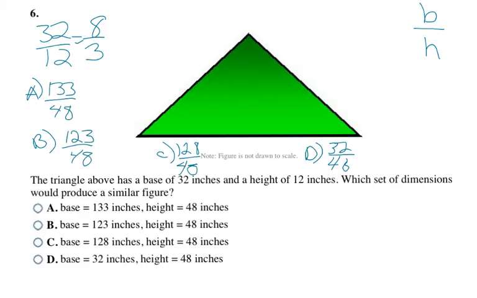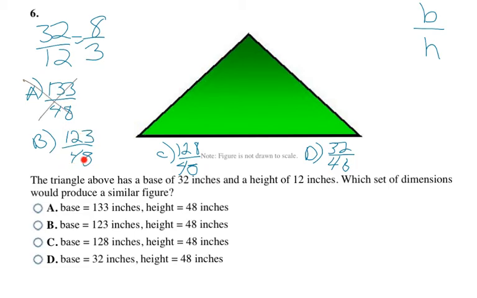So when I do that for each choice, it ends up looking like this. So I'm going to see what can I reduce A by. 133, I can take a 7 out of, but I can't take a 7 out of 48. So I can't reduce that one at all. So my answer is not going to be A.